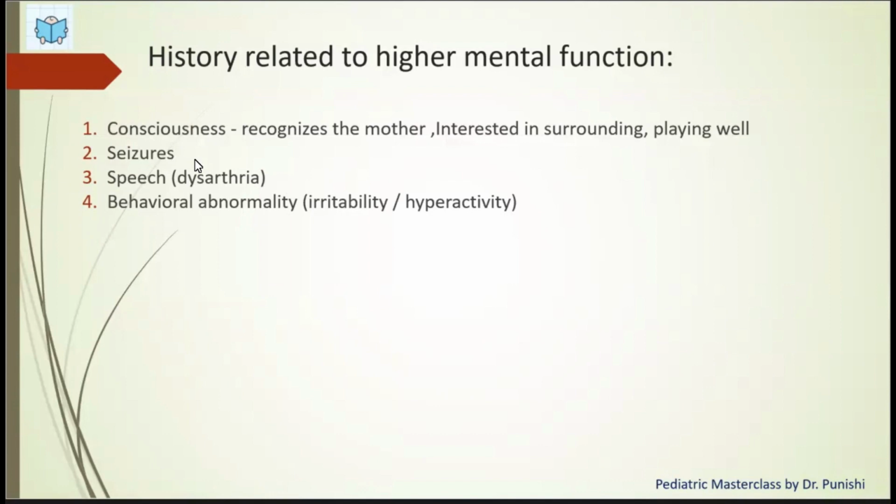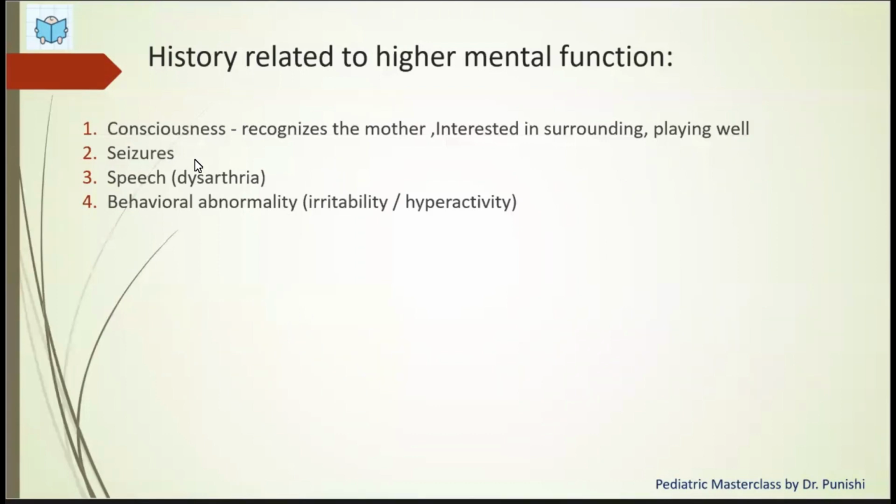Now seizures is important because CP is a disorder affecting the cerebral cortex, and that's where you have the origination of seizures. Seizures are basically abnormal electrical impulses that generate in the cortex. So if you have seizures, it means that your lesion is somewhere in the cerebral cortex. So whether the child has any history of seizures, and what the speech is like.